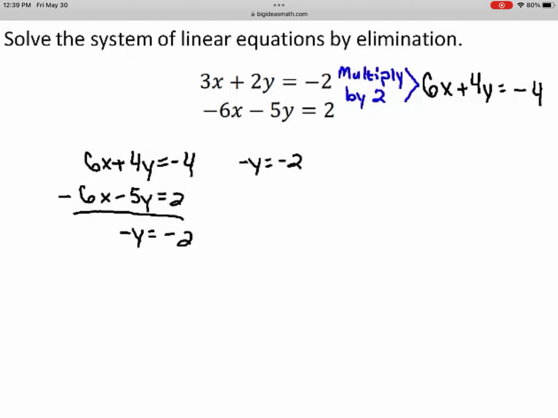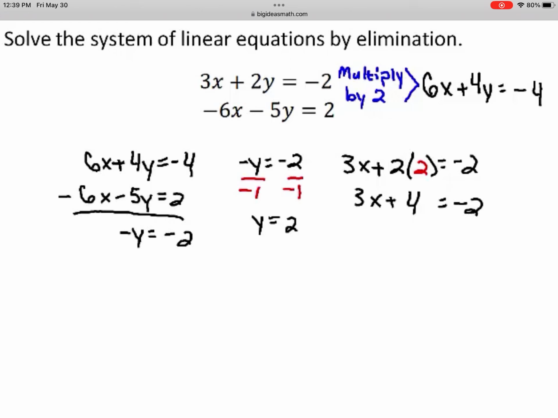Now solve negative y equals negative 2 for y by dividing each side by negative 1, leaving you with y equals 2. Next, substitute 2 for y in one of the original equations and solve for x. Substituting 2 for y in 3x plus 2y equals negative 2 gives you 3x plus 2 times 2 equals negative 2. 2 times 2 is 4.